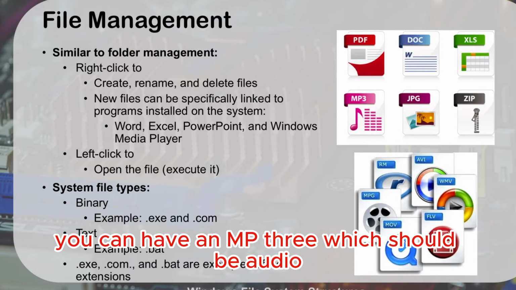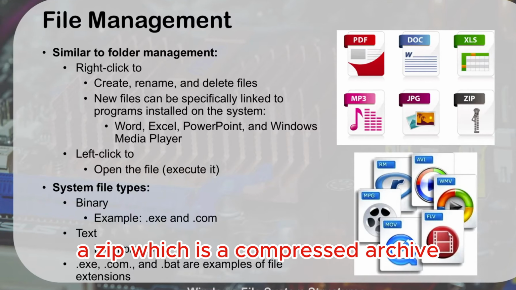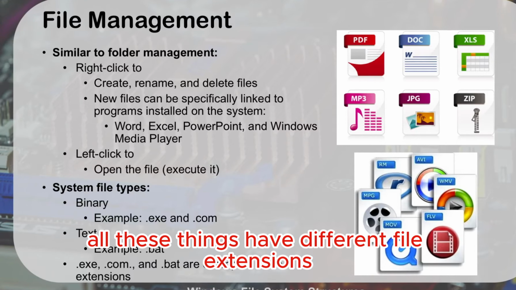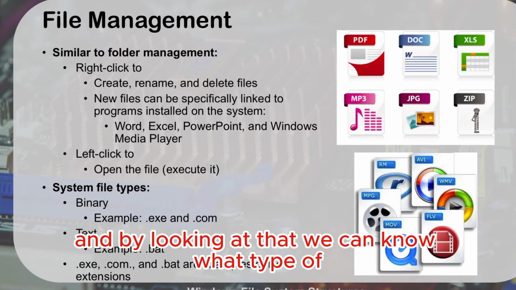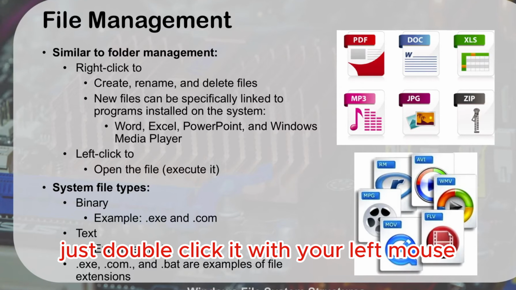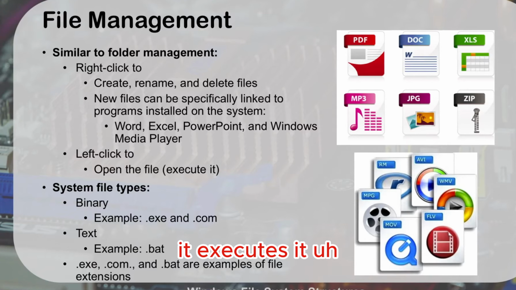You can have an MP3, which would be audio, a JPEG, which is a picture, a zip, which is a compressed archive. XLS is a spreadsheet. DOC is a Word document. All of these things have different file extensions. Those 3 letters are what we call the extension. And by looking at that, we can know what type of program will open that particular file. If you want to open it, just double click it with your left mouse and it will open the file for you. It executes it.